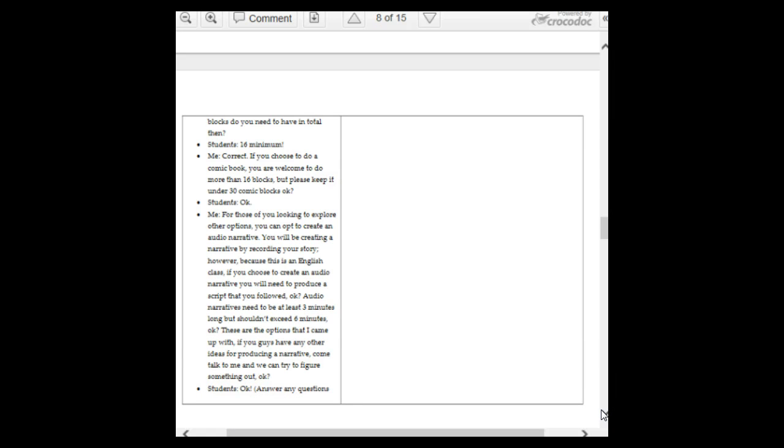Love the fact that you had a menu of choices for them so that they really could find a way that they felt most comfortable sharing their ideas with you. So I also really like that piece of this lesson plan as well.